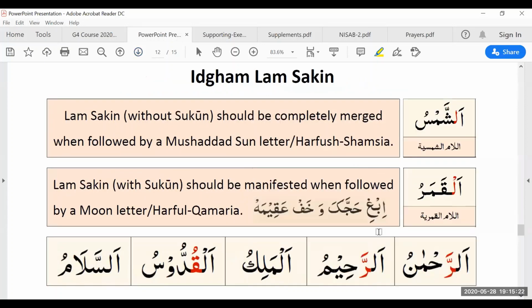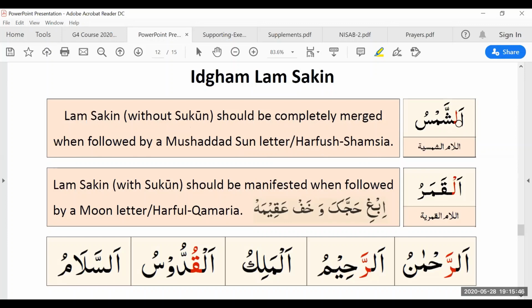Okay, so in the same lesson, when we were doing the idgham rule, we also did idgham of lam sakin, and there are 2 types. First of all, if lam sakin appears without the sign of sukoon, it should be completely merged when followed by a mushaddad sun letter, hurufush shamsiya.